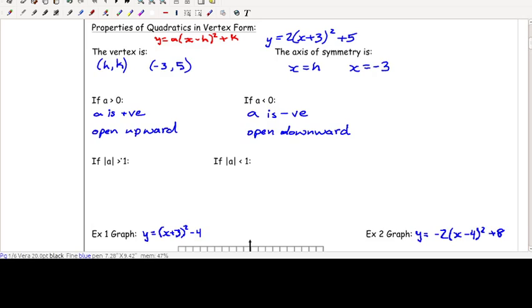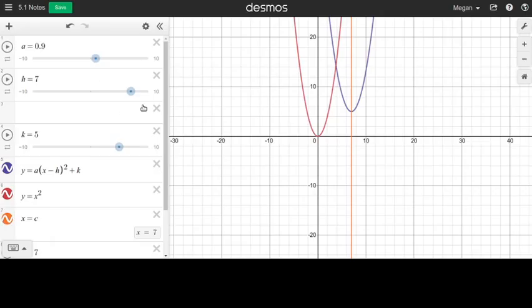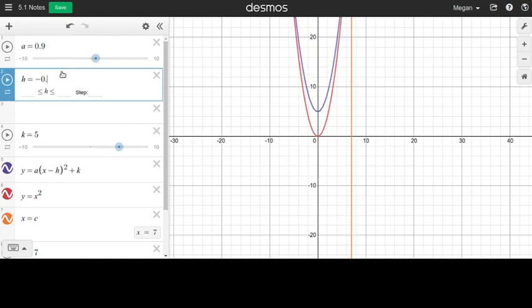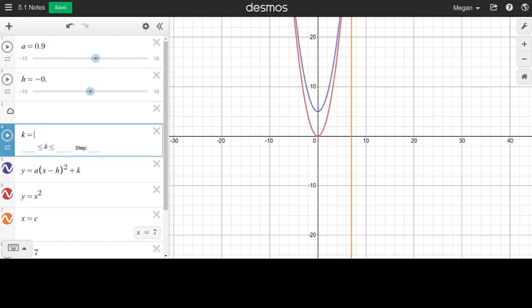So if the absolute value of a is greater than 1, and you know from solving absolute value equations, that means that either a is less than negative 1 or a is greater than 1. Either way, I'm going to get an absolute value greater than 1. Let's see what happens. So again, value of a greater than 1. Let me just move this back to 0. I'll move this one back to 0.